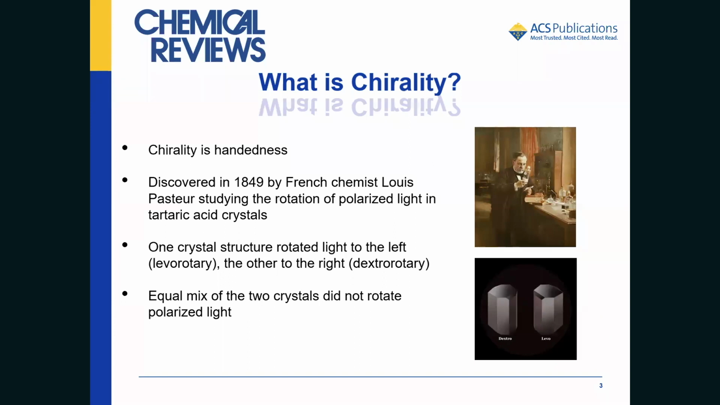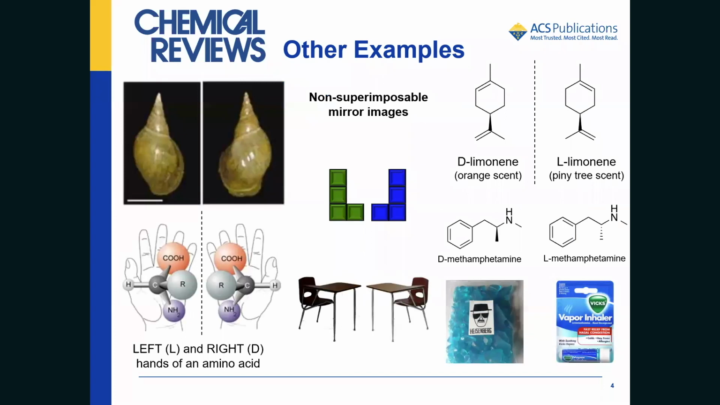And he noticed that the dextro crystal would rotate light in one direction, and the levo rotary would rotate it in the other direction. And then when the two crystals were combined as equal mixtures, they wouldn't rotate polarized light, basically a canceling effect. There are a lot of other examples of chirality, chemical and physical, in our life.